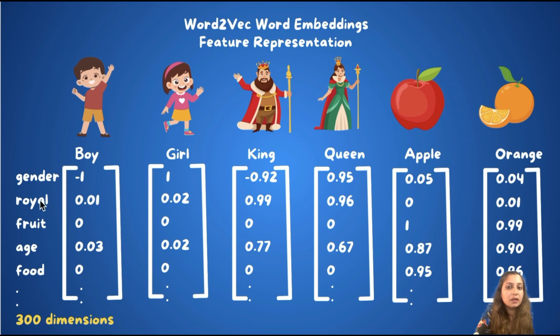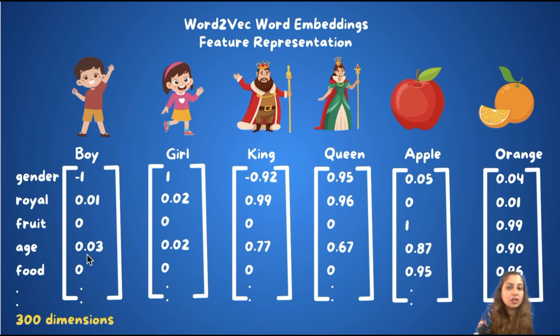Now for royal, boy and girl have very little relationship with the feature royal, so the value will be very close to 0. Whereas the values for king and queen will be close to 1 because they have very high correlation with the feature royal. Apple and orange do not have any correlation with the word royal, so it would be closer to 0. Now for the word fruit, boy, girl, king, queen all will have around 0, whereas apple and orange are fruits, so they would be close to 1.